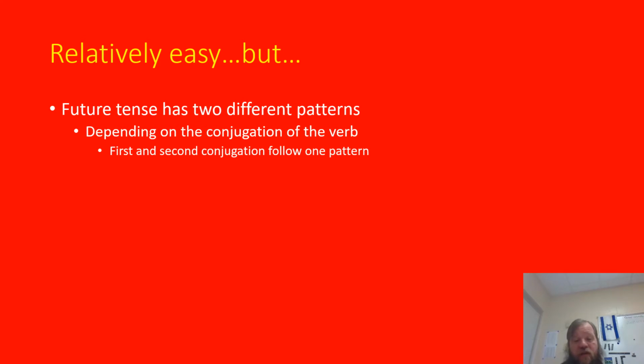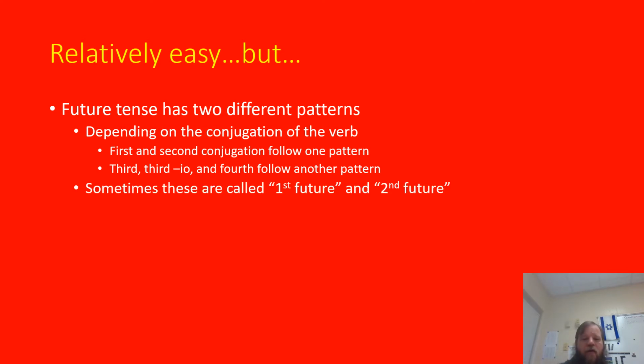Because first and second conjugation verbs are going to do one thing, but third IO and fourth are going to do a different thing. Some textbooks will call these the first future and the second future. That terminology is okay, but what needs to be clear, and what sometimes causes confusion, is that there is only one future tense. It happens to have two different patterns that might get used depending on the type of verb, but it's all future tense.